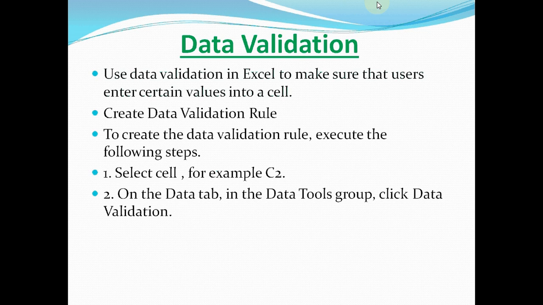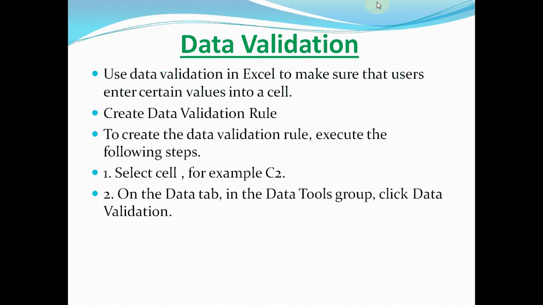Suppose you have to put a restriction that you can't enter the roll number more than 100, यानी जिस स्टूडेंट का 100 रोल नंबर से ऊपर किसी का रोल नंबर हमें इंटर नहीं करना है. So you use the data validation technique to make certain restrictions on the values into a cell. So this is called the data validation.